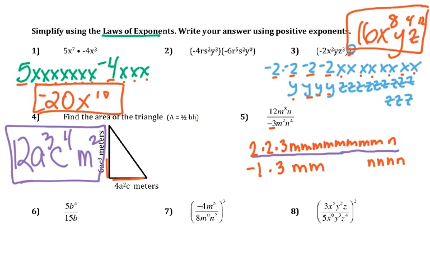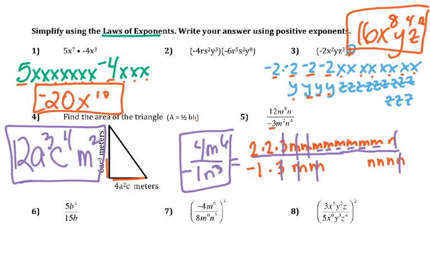Okay, the next thing that I'm going to do is now I'm going to go and cancel things, because things like 3 divided by 3, that's 1. M divided by m is 1. M divided by m is 1. N divided by n is 1. So what do I have left? On the top, I have 2 times 2. I have m to the 1, 2, 3, 4, 5, 6th power over -1 n to the 3rd power. And that's my answer.